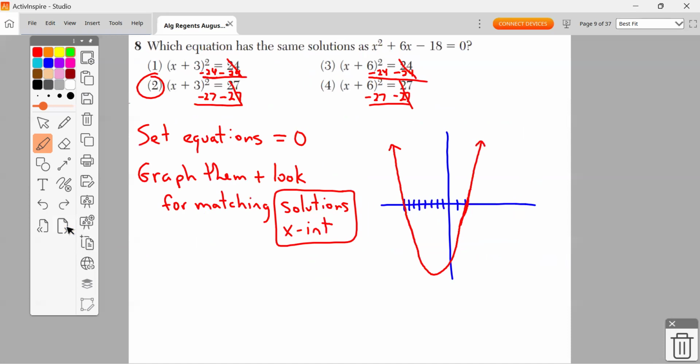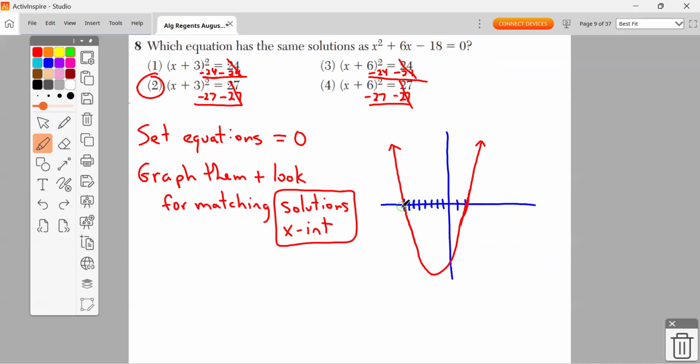In question number 8, which equation has the same solution as this? So what I did, I think it's easiest to graph these. You could actually find the answers, but I think it's quicker to do it the graphing way. You could do it algebraically, but it's going to take you a while.